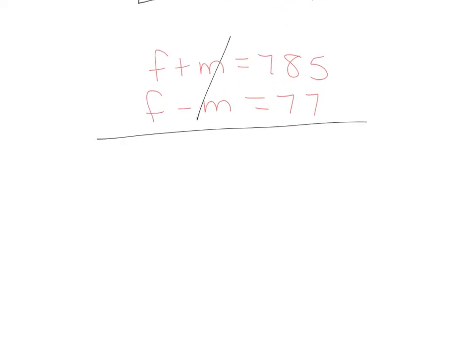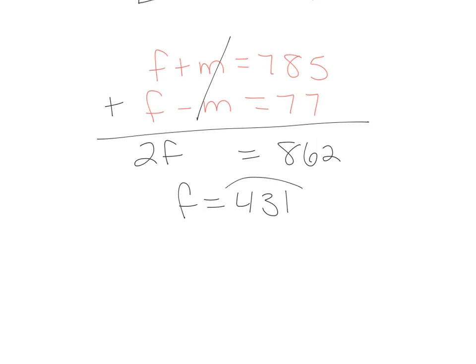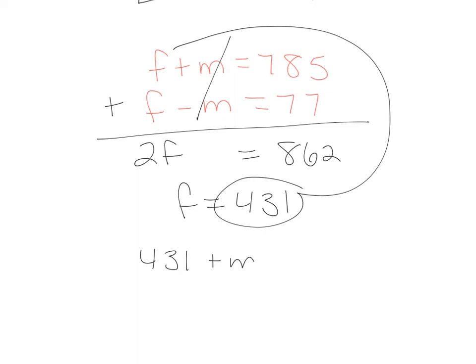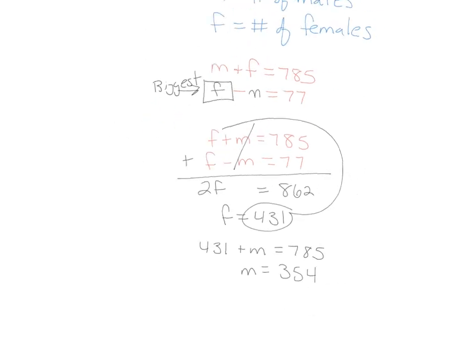The M's will cancel out. I'm going to add up the F's, so I have 2 F's equals, let's see here, 785 plus 77. We get 862 there. And then we're going to divide that by 2 and get females is 431. Okay, so again, just plug it back into one of the originals. It's up to you. So 431 plus males equals 785. So now I'm going to take the 785 and subtract off the 431, and I find out that there are 354 males.